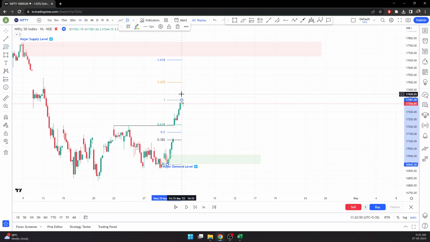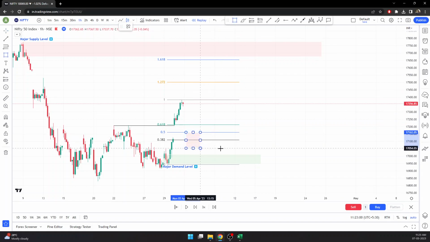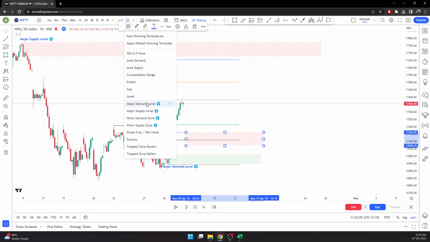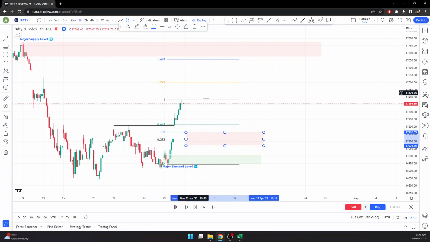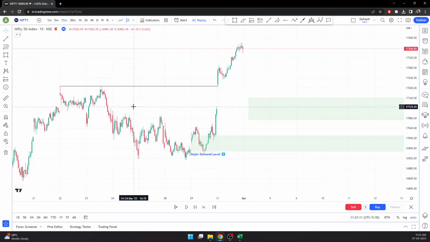So let's plot our Fibonacci retracement levels. We'll try to do some buying when the price comes back into this demand zone, the discount zone or demand zone, right? So let's move on to the 15 minutes.